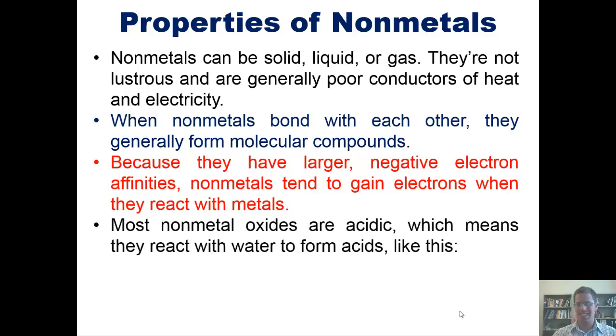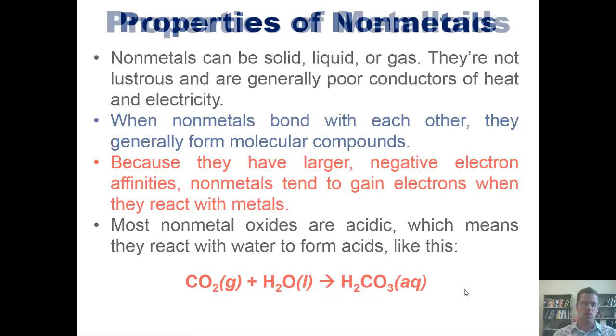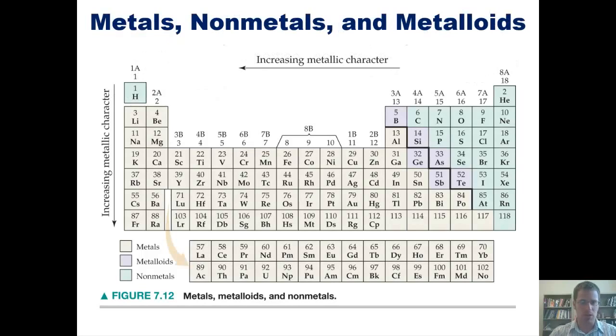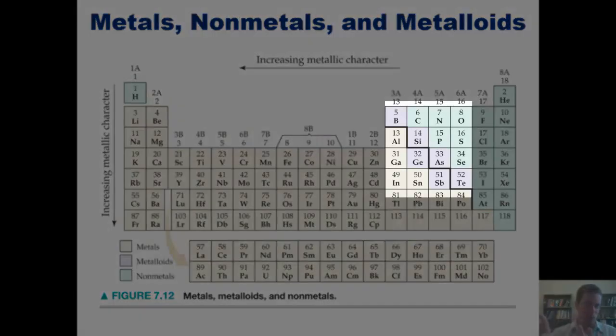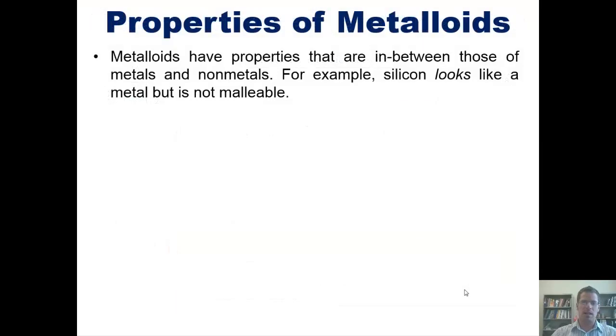Most nonmetal oxides are acidic, which means they react with water to form acids, as seen in this equation. Carbon dioxide, an example of a nonmetal molecular compound, reacts with water to form this molecule called carbonic acid. Now we'll discuss the properties of metalloids. Metalloids have properties that are somewhere in between those of metals and nonmetals. You can see on the periodic table, for example, that metalloids kind of straddle that in-between world that traverses metals and nonmetals.